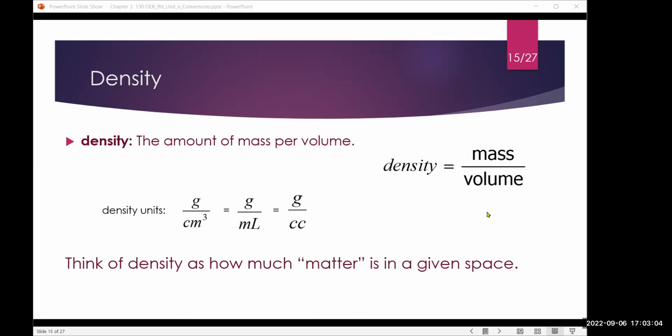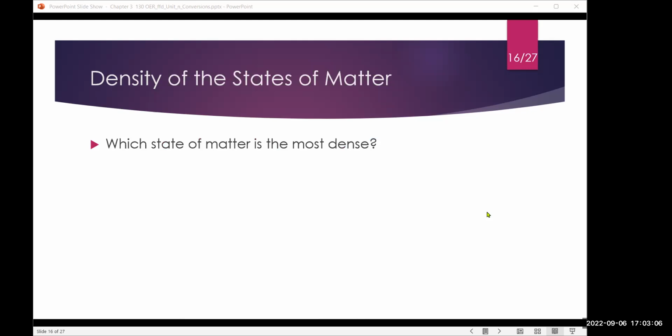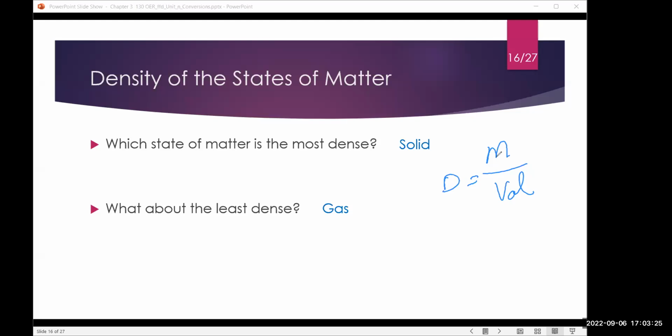Okay. Now, which state of matter is the most dense? Well, that would be the solid. Okay. And the one that's least dense, obviously, is the gas. And if you think about it, if you look at that ratio of mass over volume, the volume of the gas is much greater, okay? Without space in between them than the solid. Now, I'm gonna propose a question for you.